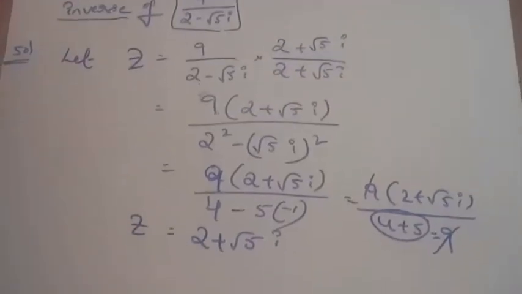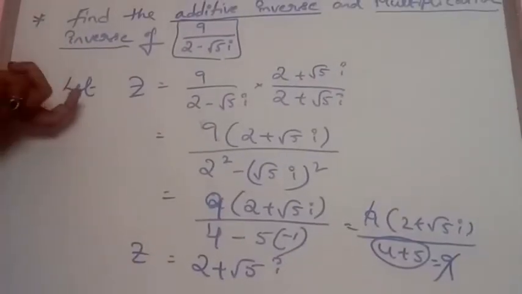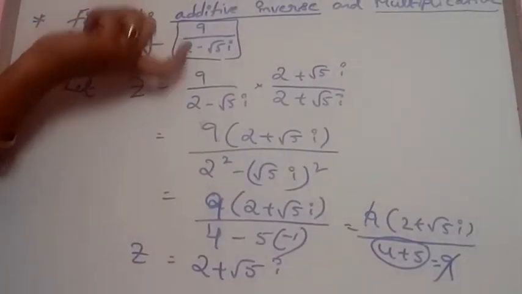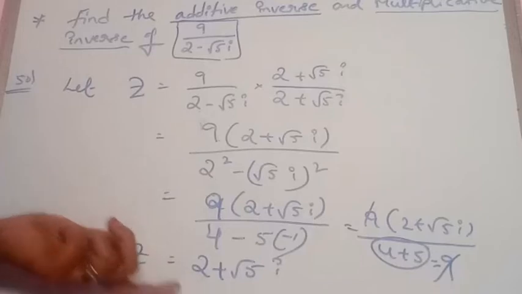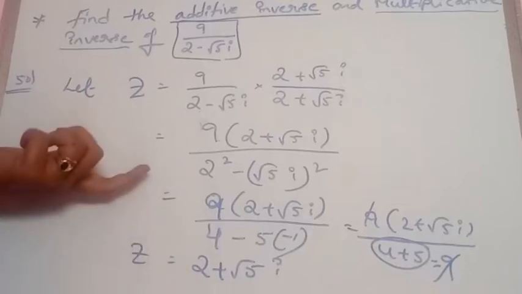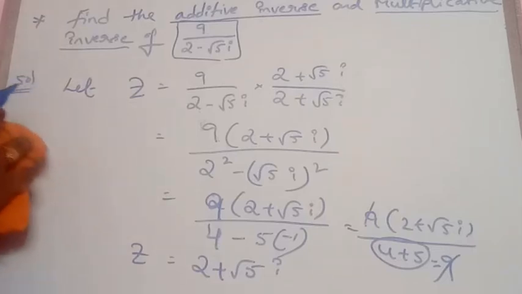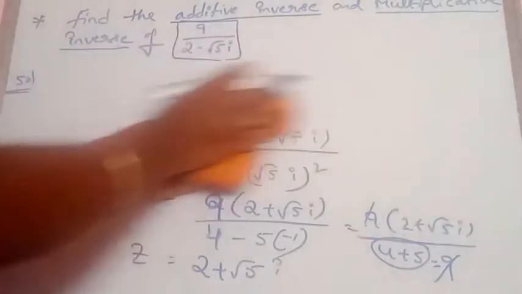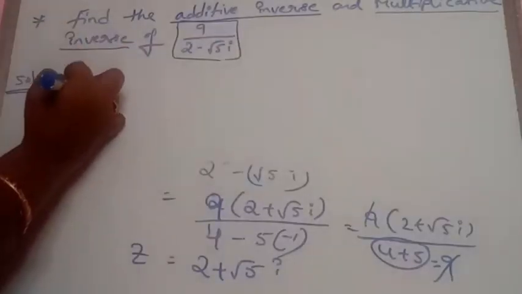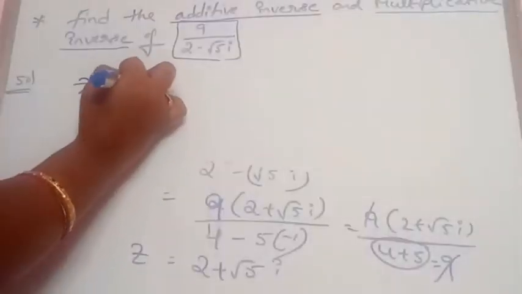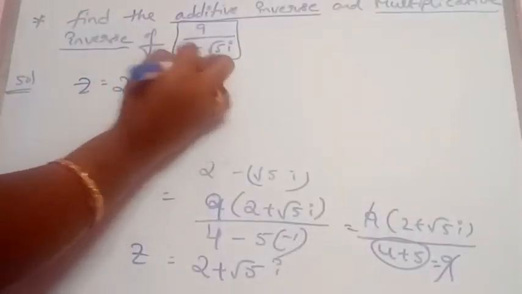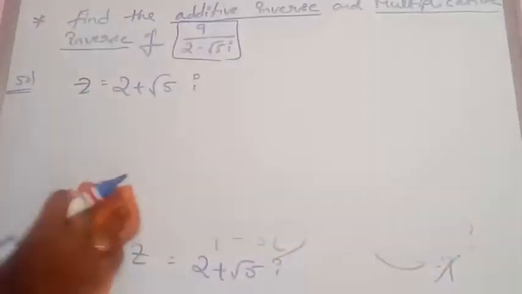This is the complex number. So we have to change this number into the original complex form. So now we can find the additive inverse and multiplicative inverse easily. So then here z is equal to 2 plus root 5i. We have to find the additive inverse first.